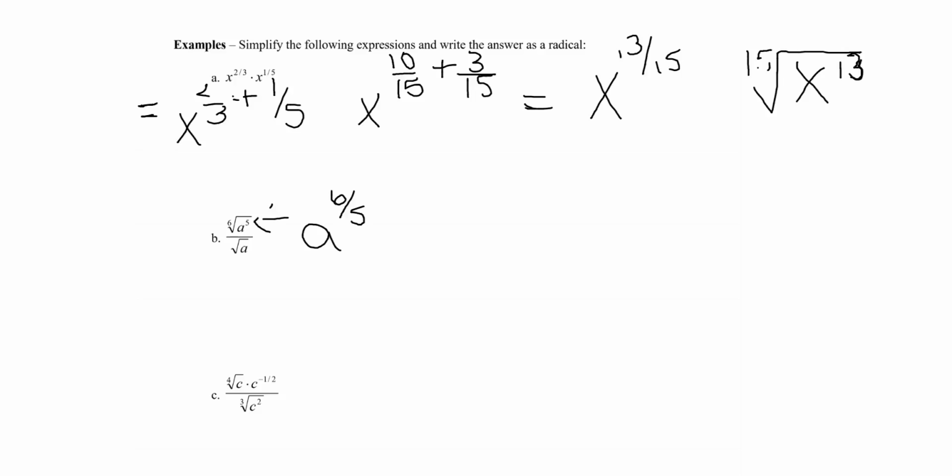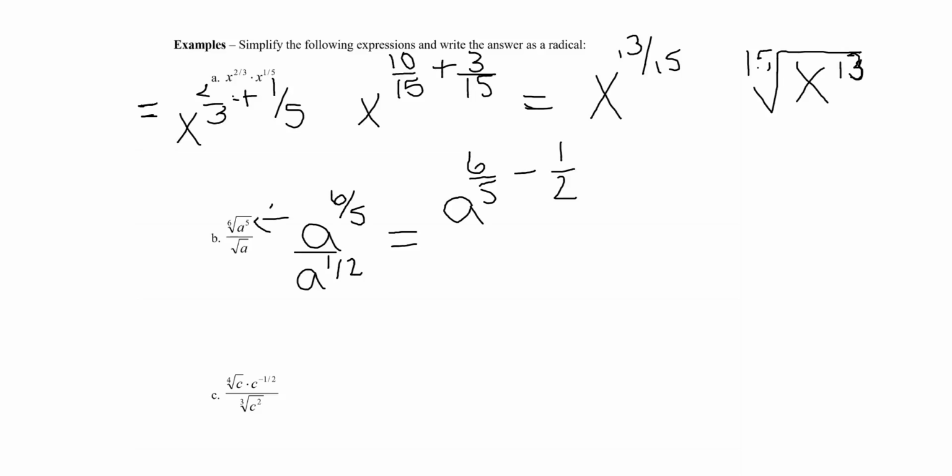And we also have my bottom part will be a to the 1/2 power. Because again, if you don't see it, the index is 2, and there's no exponent that we see, so it's always a 1. Now recall, when we divide powers, we subtract our exponents. So really, to solve this, I'm going to do a, and I'm going to take my 6/5 minus 1/2.